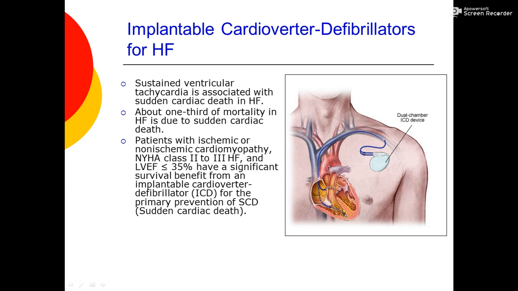So this dual chamber ICD device, or defibrillator, should be implanted especially in this area. That's why you can see the location of the heart, which is located posterior to the sternum in the mediastinum cavity.